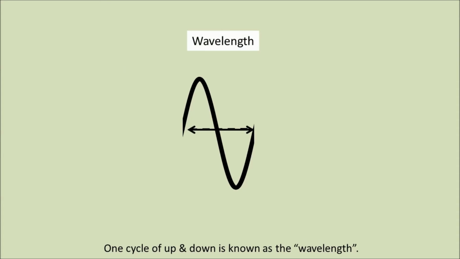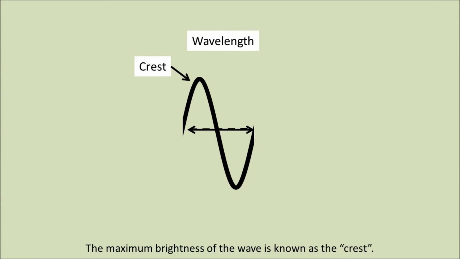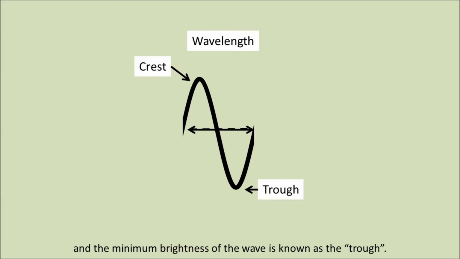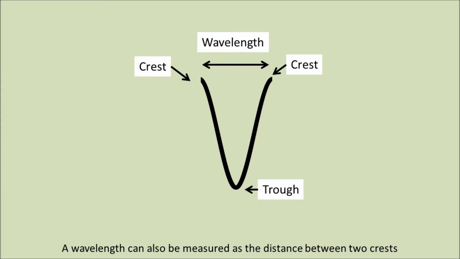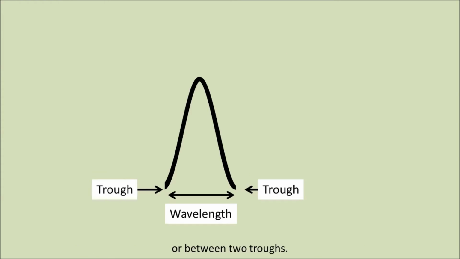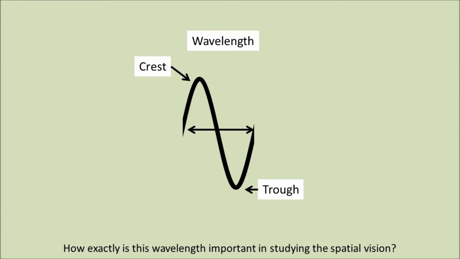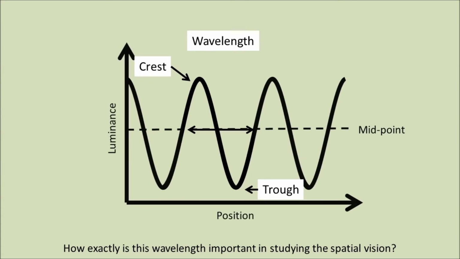One cycle of up and down is called the wavelength. The maximum brightness of the wave is known as the crest, and the minimum brightness of the wave is known as the trough. Wavelength can also be measured as the distance between two crests, or between two troughs. How exactly is this wavelength important in studying spatial vision?